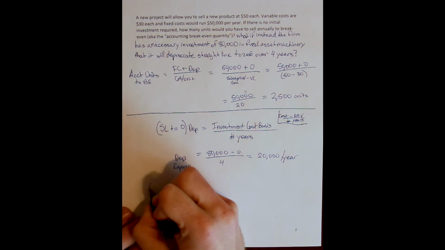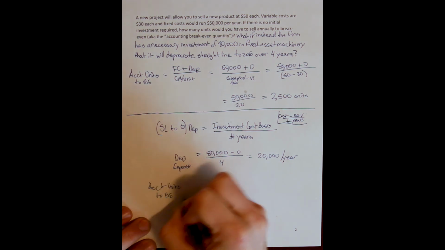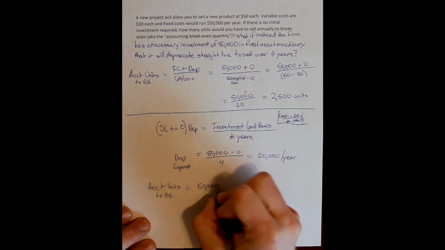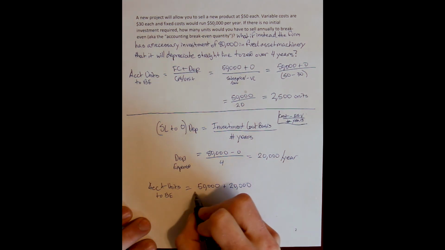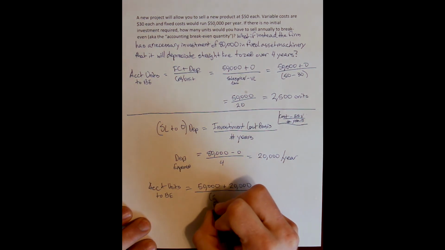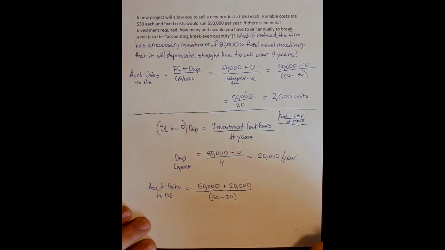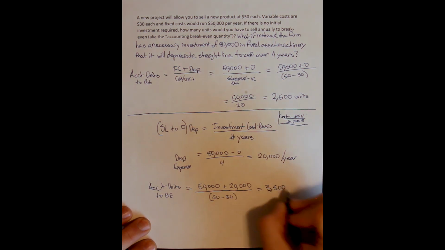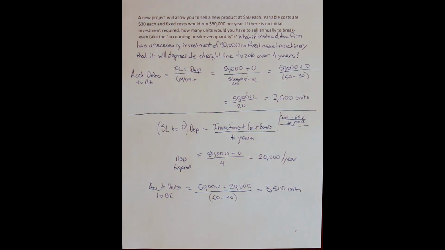So now we can come back and recalculate our accounting units to break even. Because we do have depreciation in this case, we have $50,000 worth of fixed cost plus $20,000 worth of depreciation expense, and we have contribution margin per unit, that is the unit sales price minus the variable costs. And now we see that we'd have to sell 3,500 units rather to break even on an accounting basis.